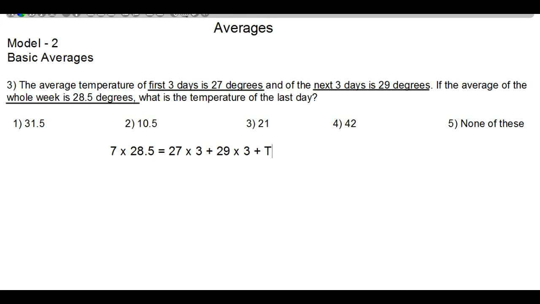So by solving this equation, we can say that T should be equal to 7 into 28.5 minus 27 into 3 minus 29 into 3. On solving this, we get the answer as 31.5 degrees. So we can say that the temperature of the last day should be 31.5 degrees.